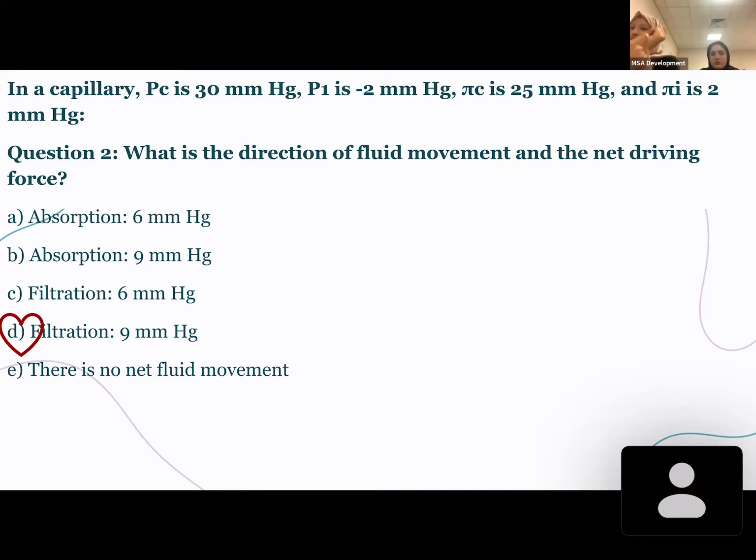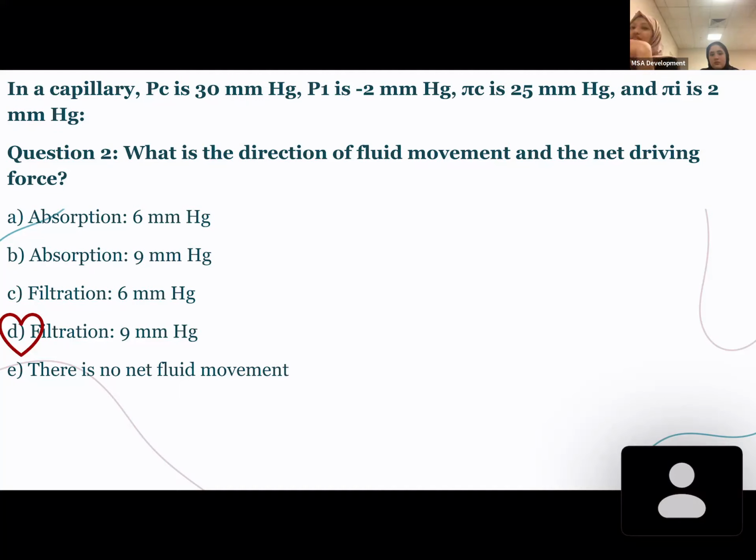So whatever is I is interstitial. So PI means interstitial hydrostatic pressure. So whatever's in the interstitium, that fluid pressure presses the fluid to go into the blood vessel. And then pi I again is the oncotic or the interstitial protein pressure. So they're both opposite ways.